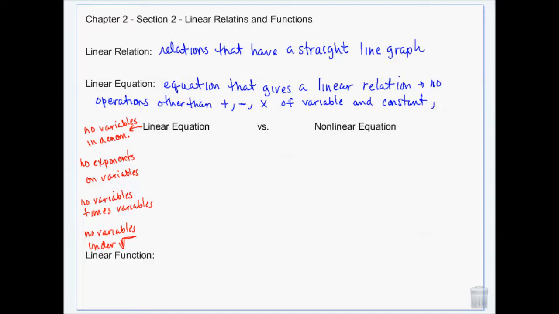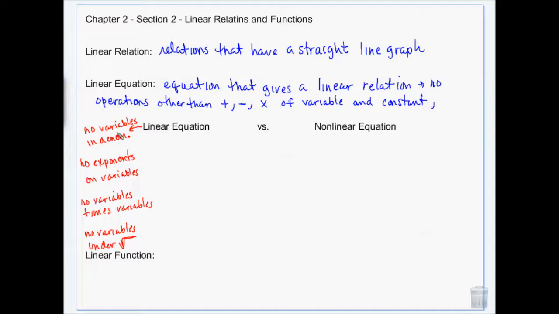You cannot have any variables times variables. So you can have variables and numbers multiplied together all day, but you cannot have something like x times z or x times y. That can't happen. Variables can't go under a radical, or down here in the denominator. I just didn't write it all the way out, sorry.